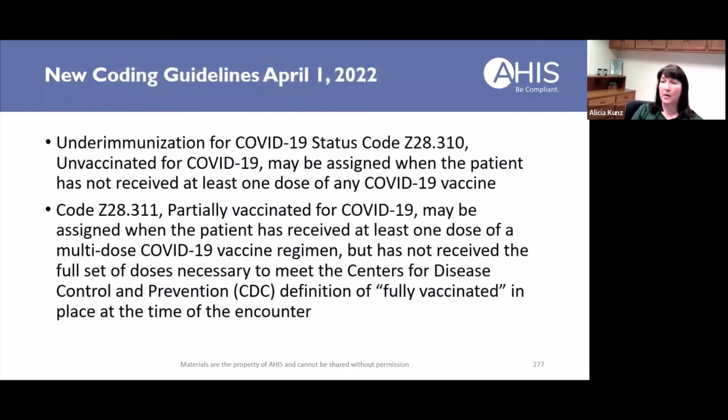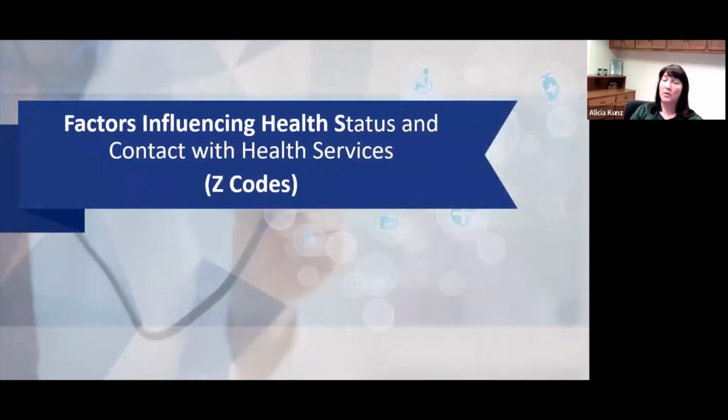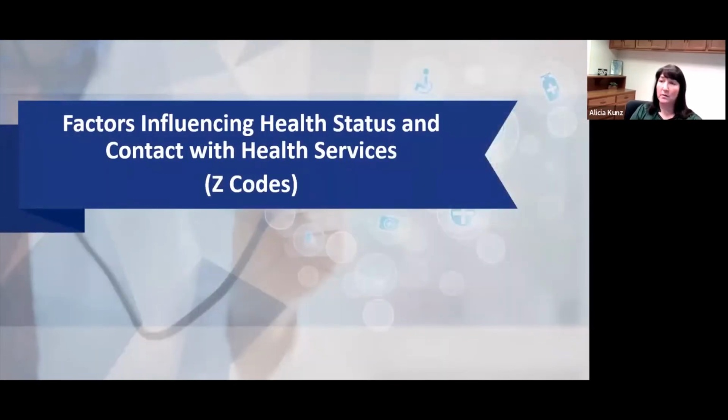So here's some criteria for that. That under immunization status code can be used when the resident has had one dose of the COVID-19 vaccine, has not received at least one dose, I should say. And then partially vaccinated may be assigned when they've gotten one dose, but they haven't received the full set of doses. So remember, we can't use those until April 1. That's when you would start using those. And obviously, you're not going to sequence those in your top 10. Those will be, you know, further down your diagnoses list, further down the list for statistical reasons. We want those on there.